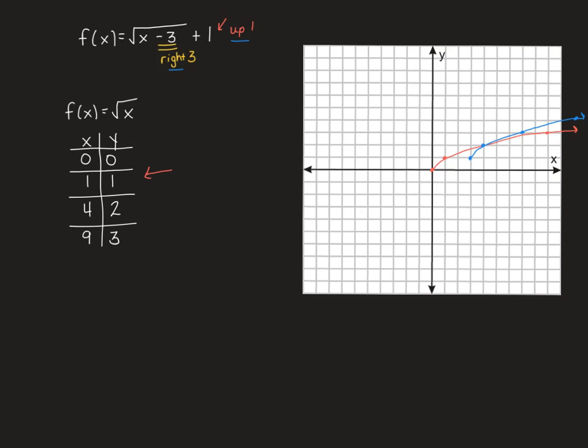So let's look at the domain of our new graph. So our smallest x value is now 3, and everything's headed toward infinity. So our domain is from 3 to infinity. And then our smallest y value is at 1, and again everything's headed up toward infinity, so our range is from 1 to infinity.